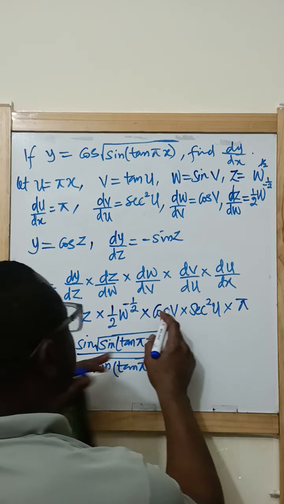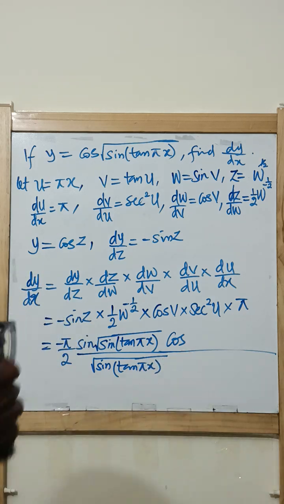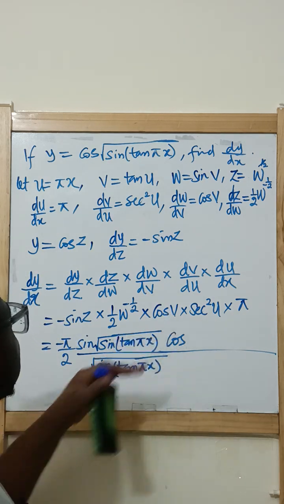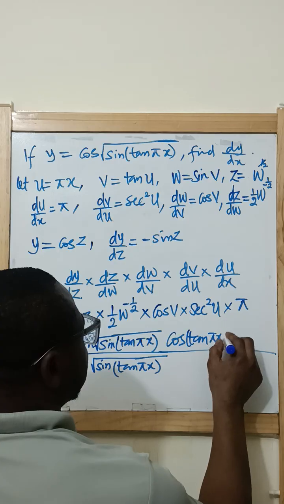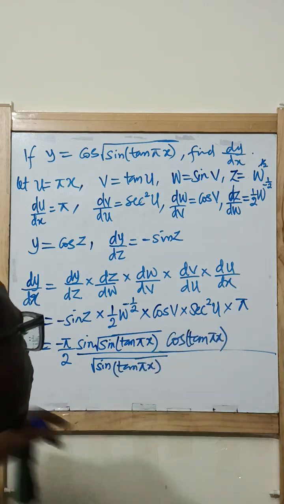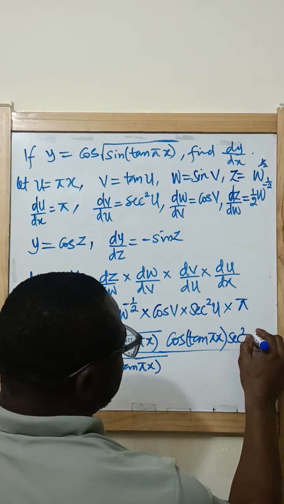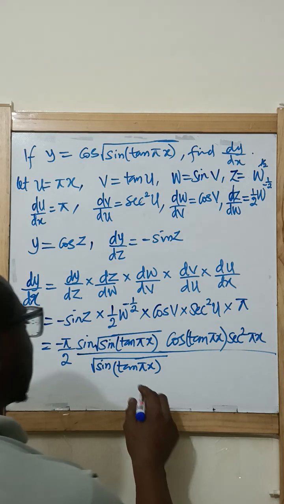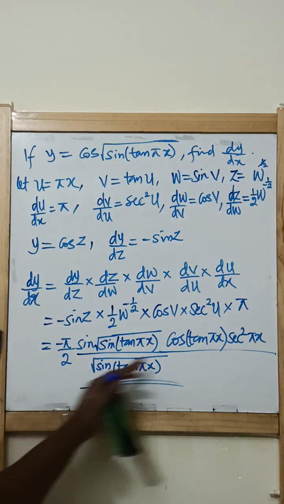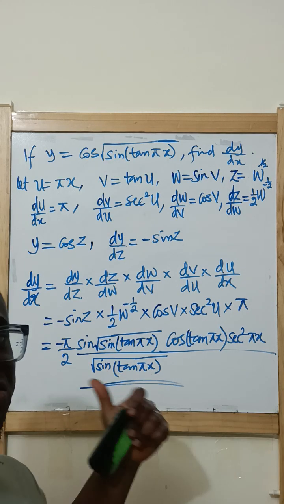Now cos v. Let this one continue: cos v, where v is tan u, and u is pi x. Then sec squared u, where u is pi x. So this is the final expression, the final answer. This is how we go about solving this, differentiating using the chain rule, being a function of a function.